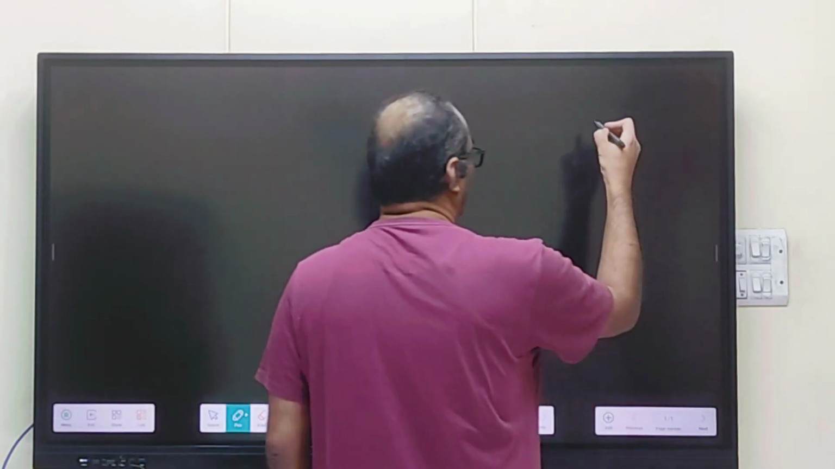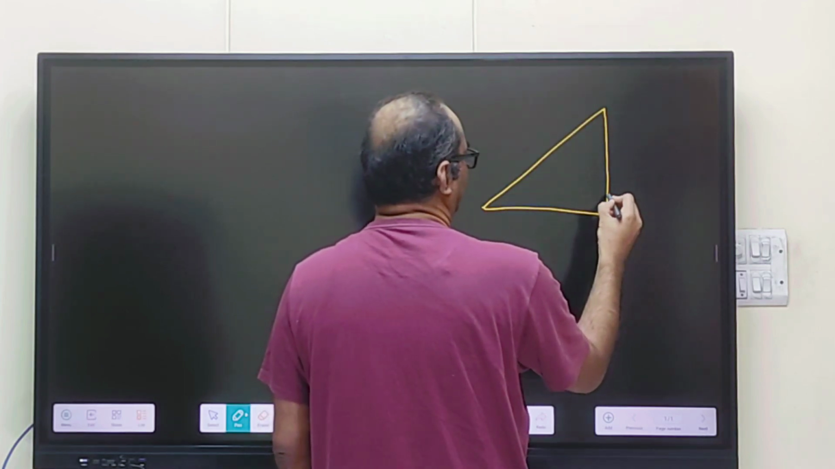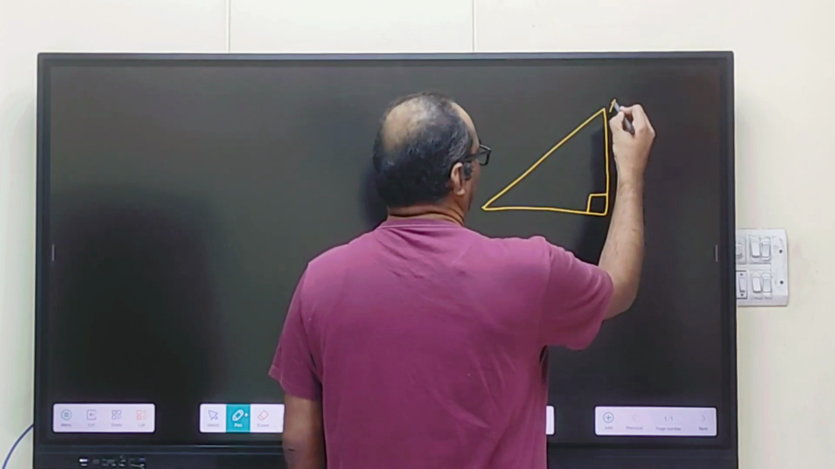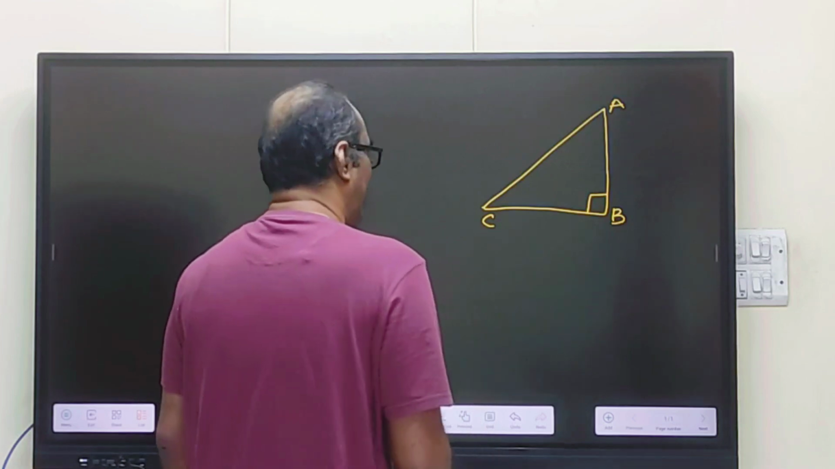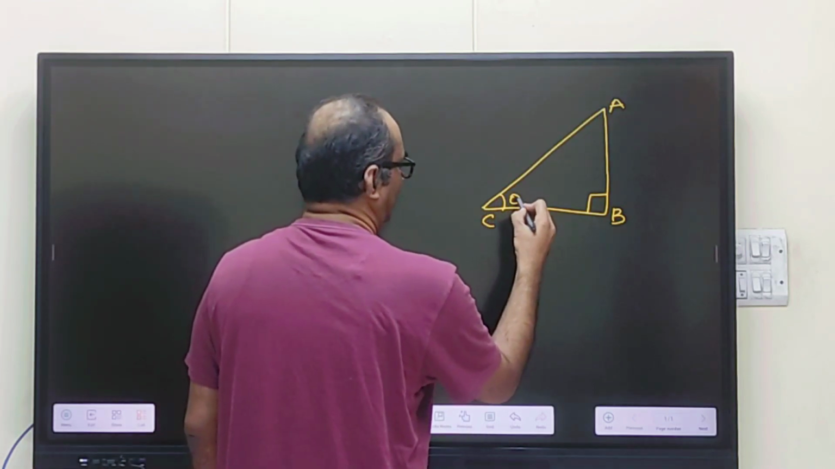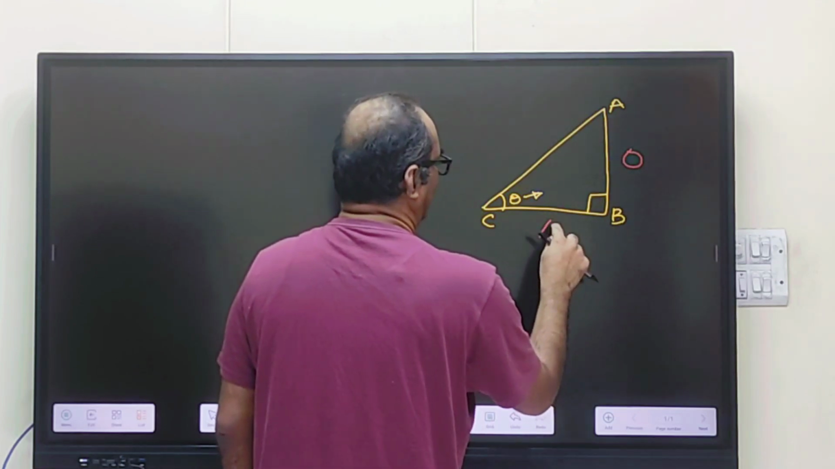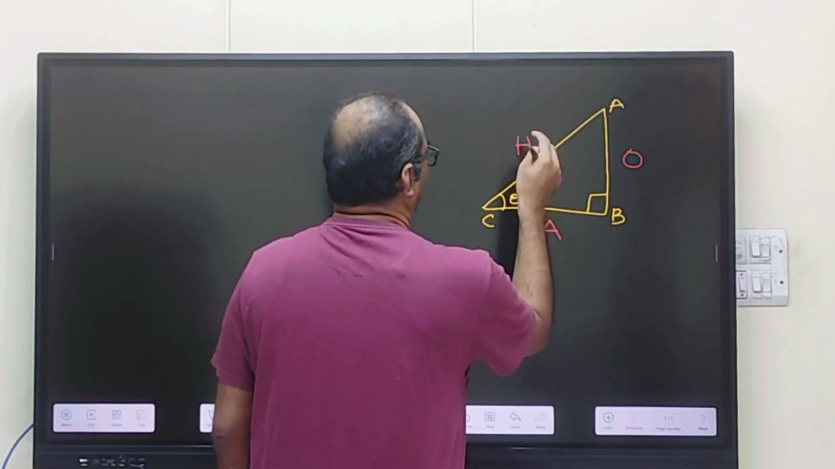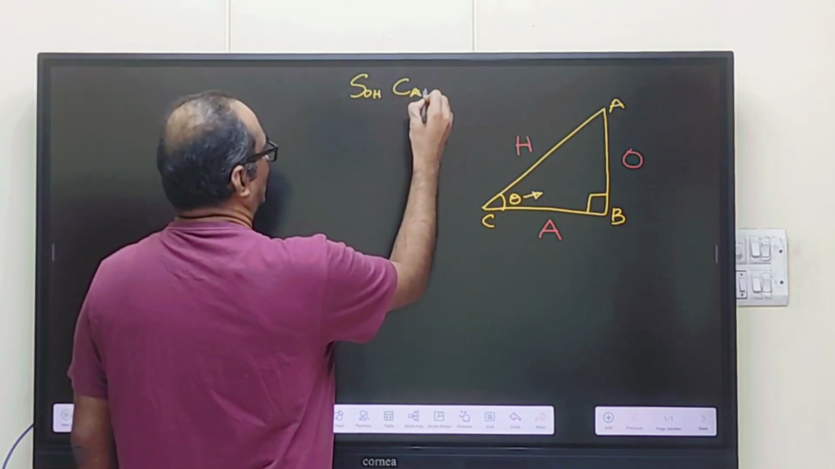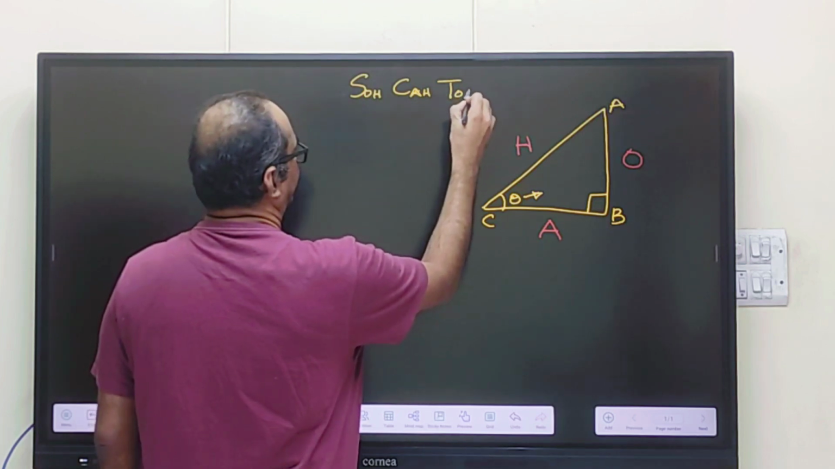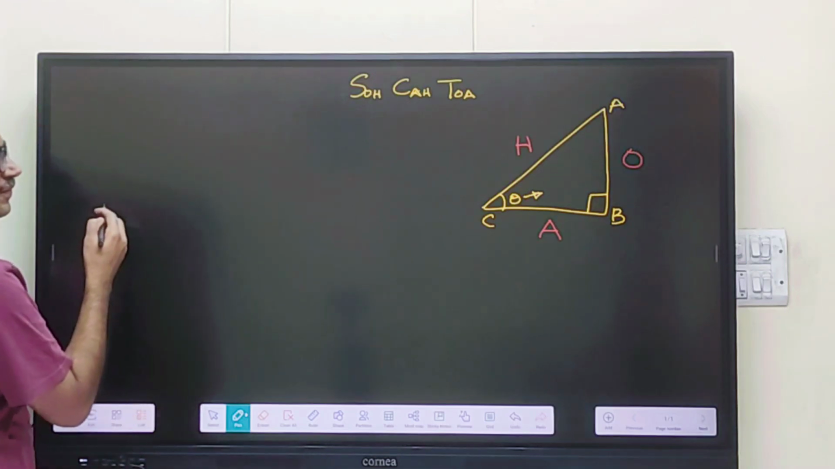Let's take a simple triangle, a right triangle to be precise. Let us say that it is ABC, and let us say that this angle is equal to theta. Now in this scenario, we know that this is O, and this is A, and this is H, and we have SOHCAHTOA. Let's write down first all the trigonometric ratios in terms of ABC.